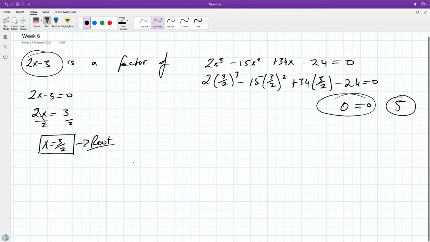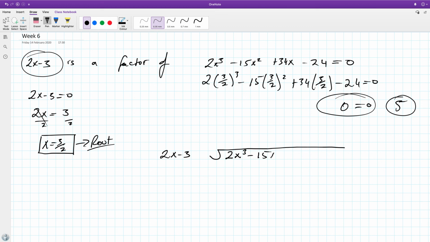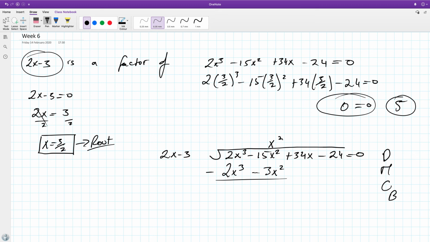The next bit then is the long division. 2x minus 3 into 2x cubed minus 15x squared plus 34x minus 24 is equal to 0. Your steps once again, no harm writing it down, are D, M, C, B. We divide. When you're dividing 2x into 2x cubed, what you're actually saying is, what do I multiply 2x by to get 2x cubed? x squared. x squared by 2x is 2x cubed. x squared by minus 3 is minus 3x squared. Change the sign of your bottom line. That becomes a minus, that becomes a plus.